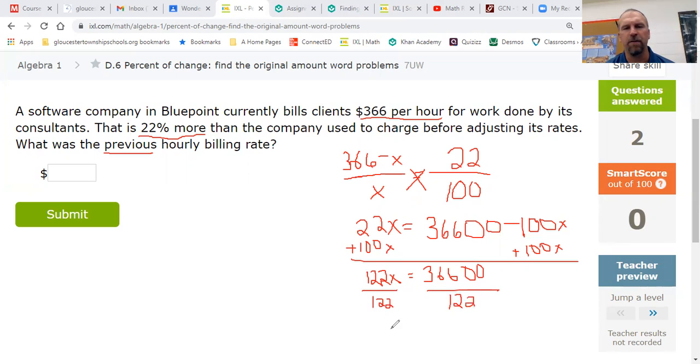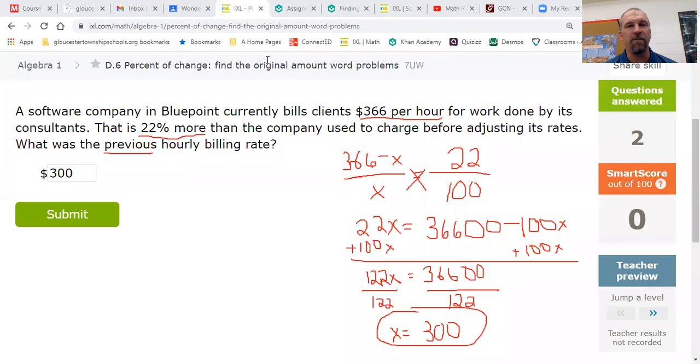Writing out the steps for you. You don't need to write out these steps every time if you're comfortable with them. And x is equal to 36,600. Use a calculator, please. 36,600 divided by 122. And x is equal to 300. X is the original amount, the original price. And the question is, what is the previous original hourly billing rate? So we think the answer is 300. That seems legitimate. I'm going to type that into the box, but I'm not going to enter it yet because I'm going to do the same problem as an equation.